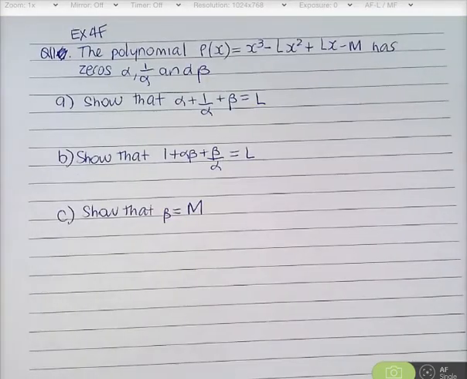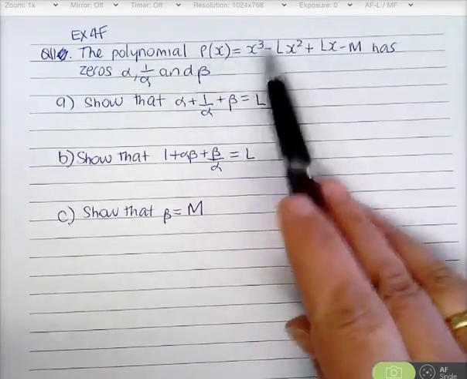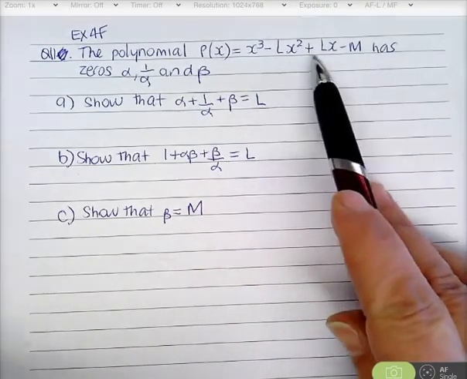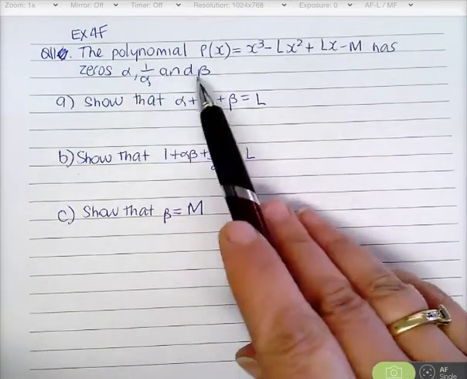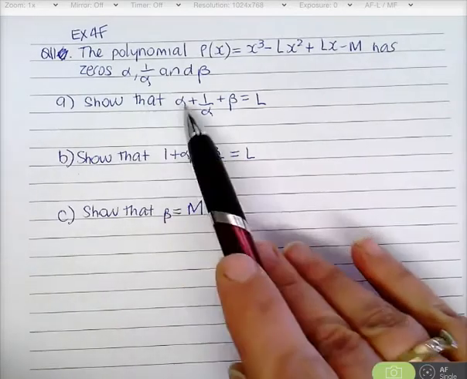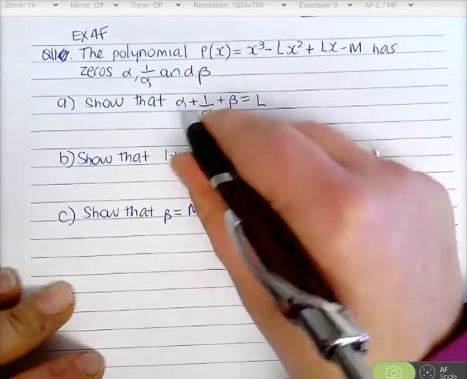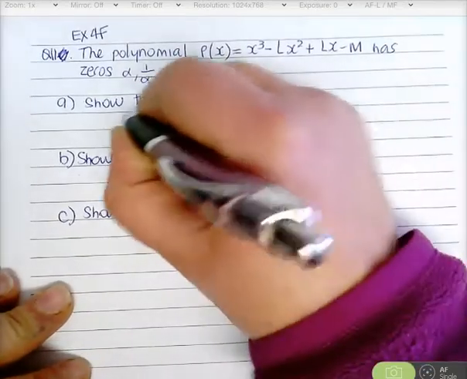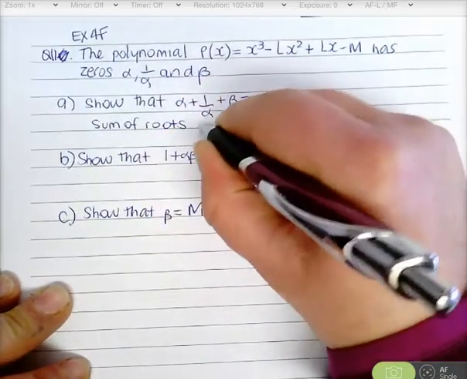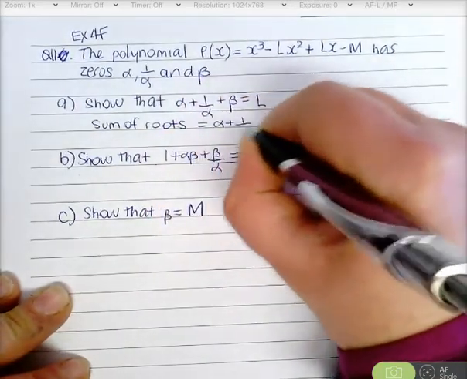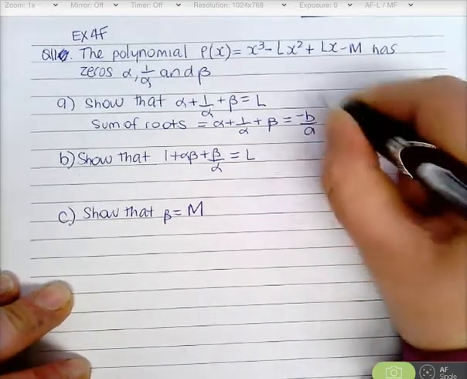Exercise 4F from the worksheet, question 11. It says the polynomial in x equals x cubed minus lx squared plus lx minus m has zeros alpha, 1 on alpha, and beta. You have to show that alpha plus 1 on alpha plus beta equals L. Now, we know that alpha plus 1 on alpha plus beta is just the sum of roots, one at a time. So the sum of roots one at a time, alpha plus 1 on alpha plus beta, is negative b on a. That's our formula.